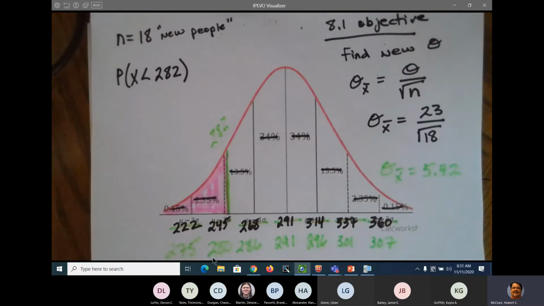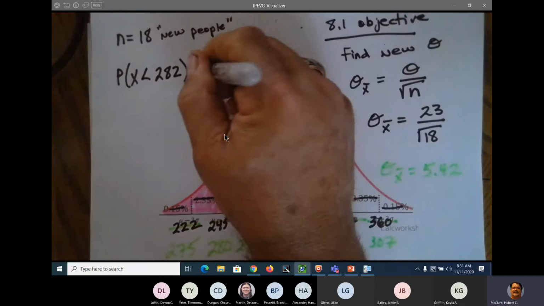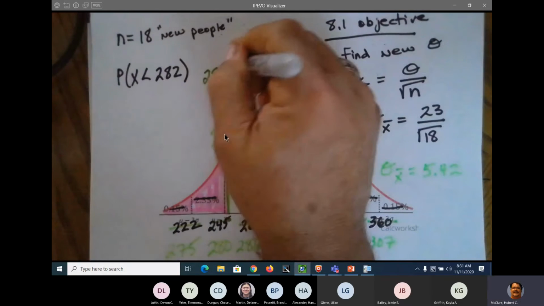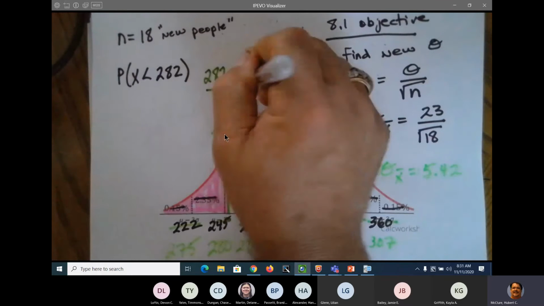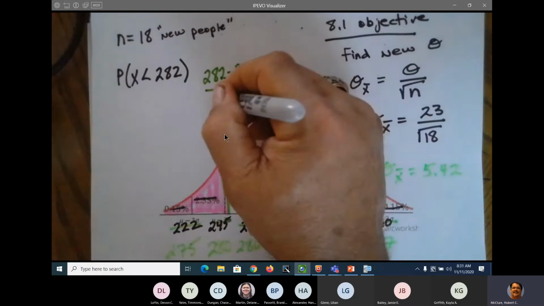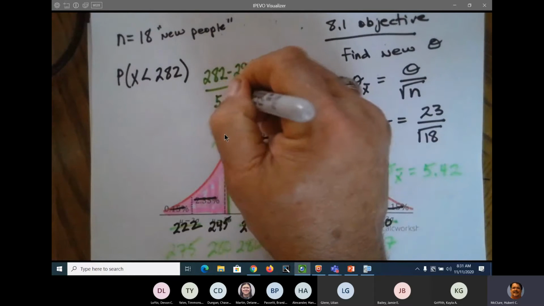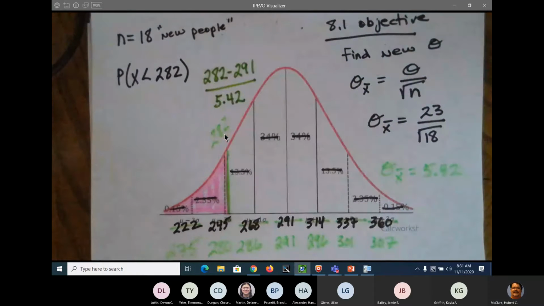Now I've got to change 282 into a new z-score. So that's going to be 282 minus 291 divided by 5.42. And that green is shot, so I'm going to put that in the wastebasket markers.